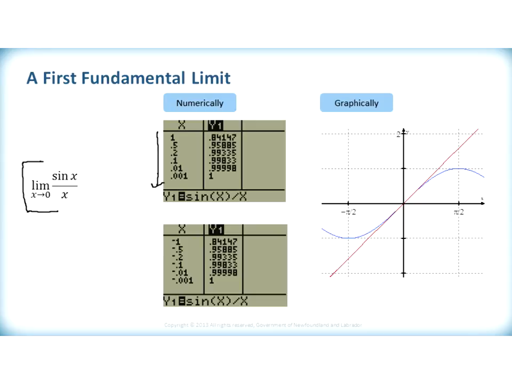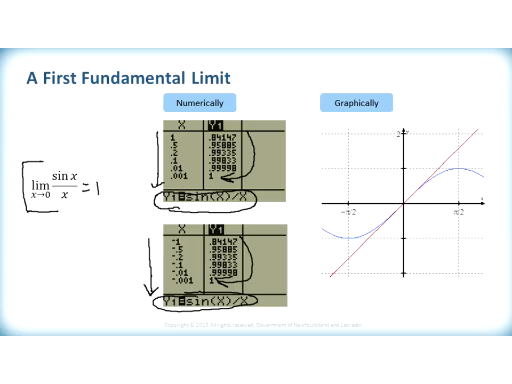from the right. I just took a screenshot from my graphing calculator, where I got it to do all the numerical work for me. On the second table, it's the same idea, but I'm looking at x approaching 0 from the left. As we get really close to 0 from the right, the y values are all approaching 1, and it looks like the same thing is happening from the left. So if we had to guess, it looks like this limit is going to be equal to 1.